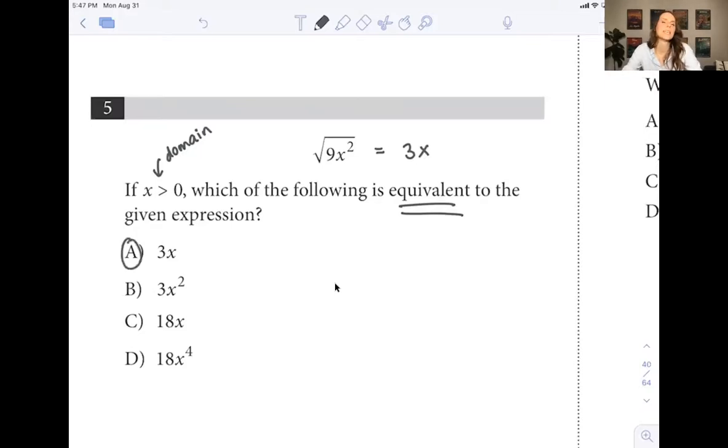Most common mistake that students make here is picking B, because they only take the square root of 9 and they forget to also take the square root of x squared. And that happens when you rush and you don't show your work. So 5 should be a pretty easy point for you to pick up.